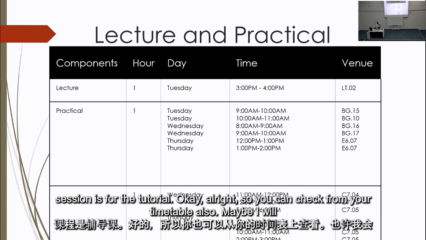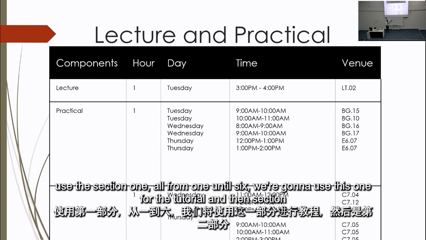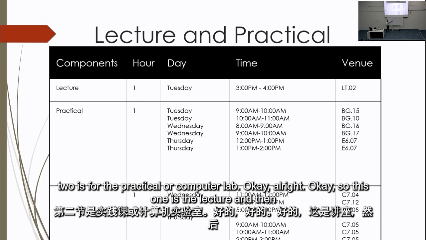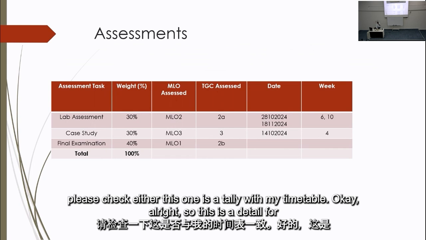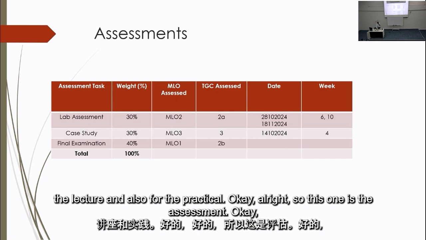You can check from your timetable also. Maybe I will use section 1, all from 1 until 6, for the tutorial, and then section 2 is for the practical or lab, computer lab. This one is the lecture, and then please check whether this tallies with my timetable. This is the detail for the lecture and also for the practical.